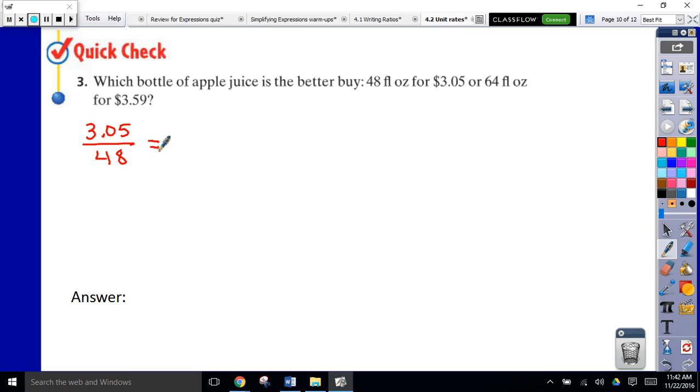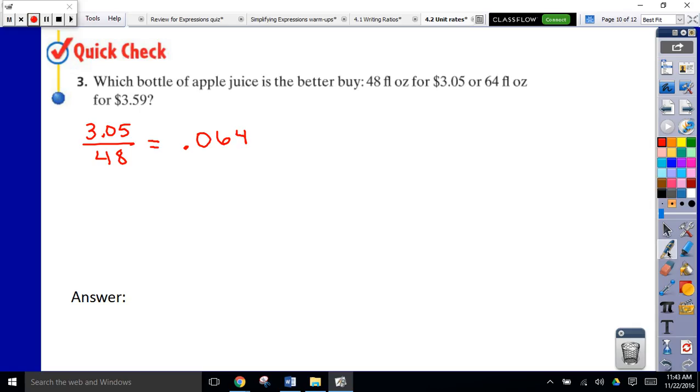Okay, anyone have an answer to this? No one has, okay. Kayla? 0.064. Okay, 0.064. So how many cents is that, Kayla? It's about 6 cents, 6.4 cents. You can't technically have 0.4, but over time, those small amounts add up.